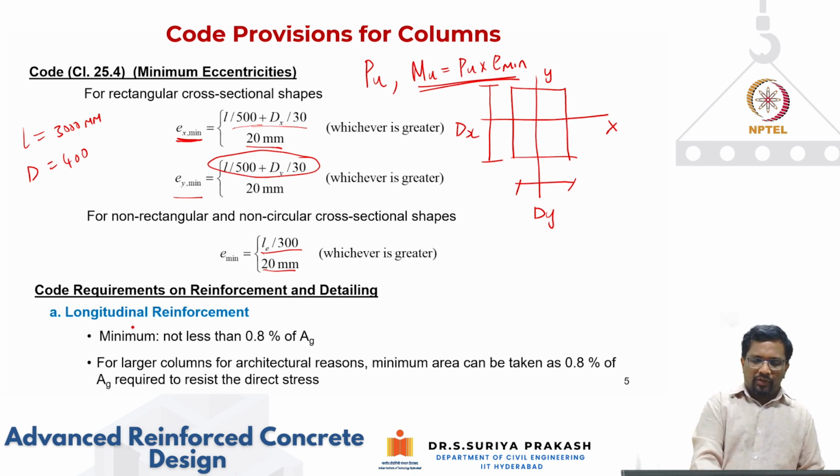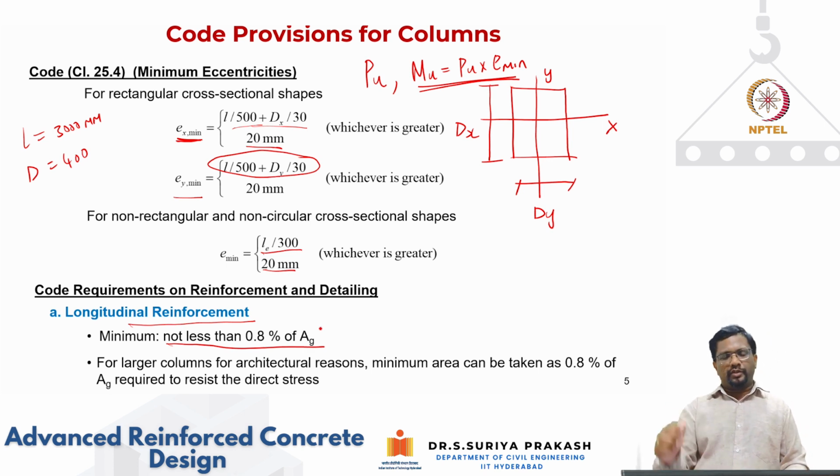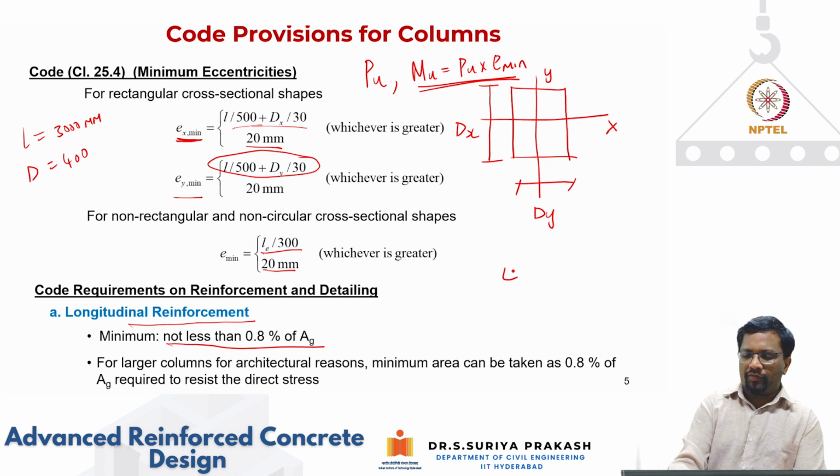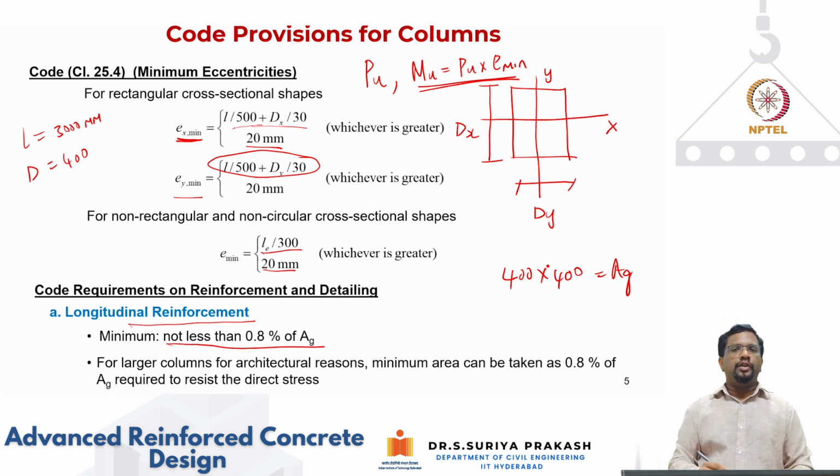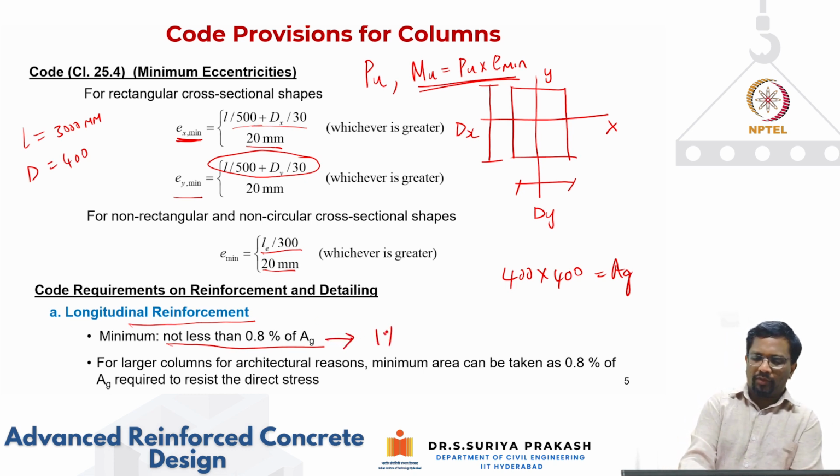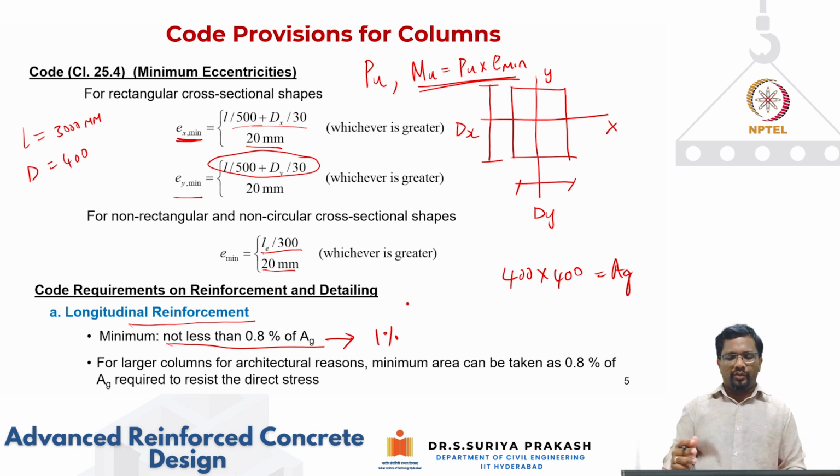You can see the longitudinal reinforcement, the code is saying that the minimum of longitudinal reinforcement should be at least 0.8 percent of your gross cross-section area. So again, if I'm taking a column of 400 mm by 400 mm, then this will be your Ag. So I need to put at least 0.008 times 400 multiplied by 400. That should be the minimum amount of longitudinal reinforcement that we need to put in the column. And in my opinion, we should put at least 1% in a column. 0.8 is slightly on the lower side. So I would say 1% is a good practical number that we need to put in your columns.